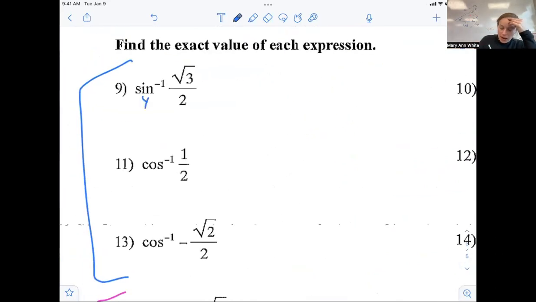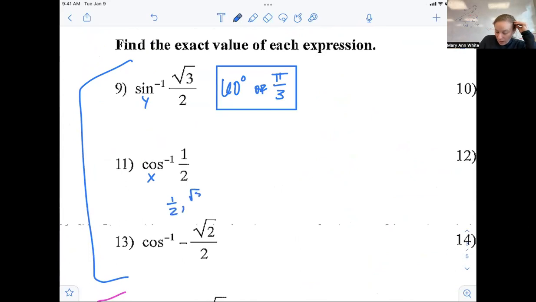My sine is y. Y is root 3 over 2 for a 60-degree angle, or pi over 3. This kind of matches with number 11 because that's an x, that's 1/2. Well, the x is 1/2 and the y is root 3 over 2. That's the same angle. These are the same thing. So this is also 60 or pi over 3.